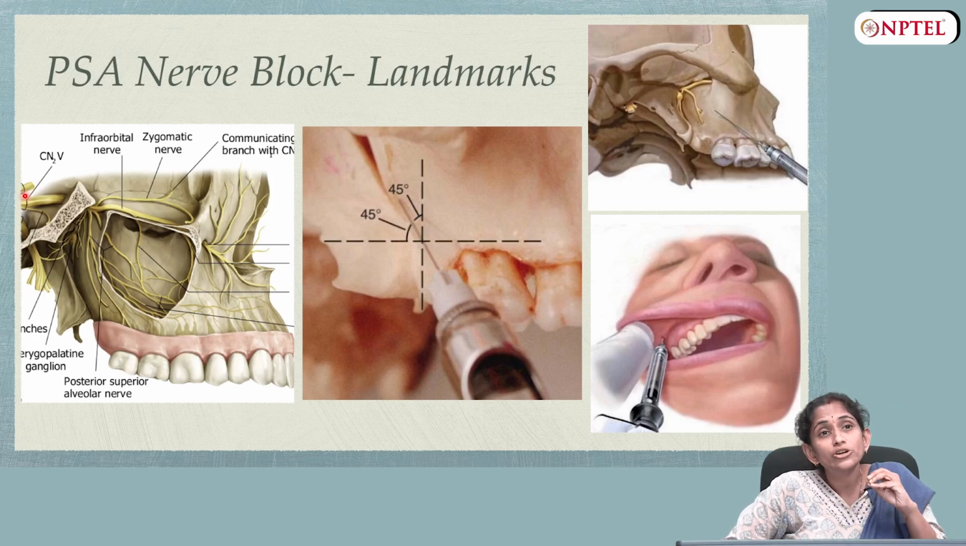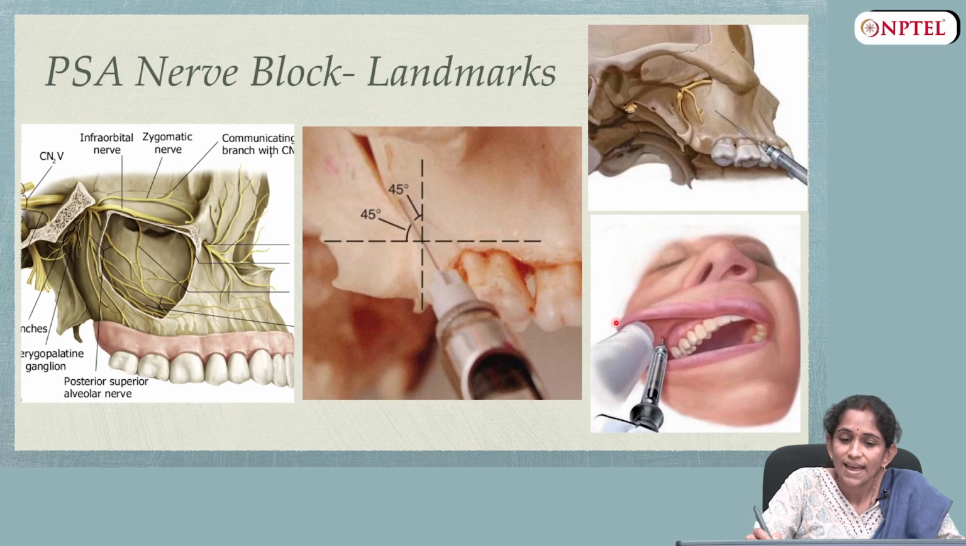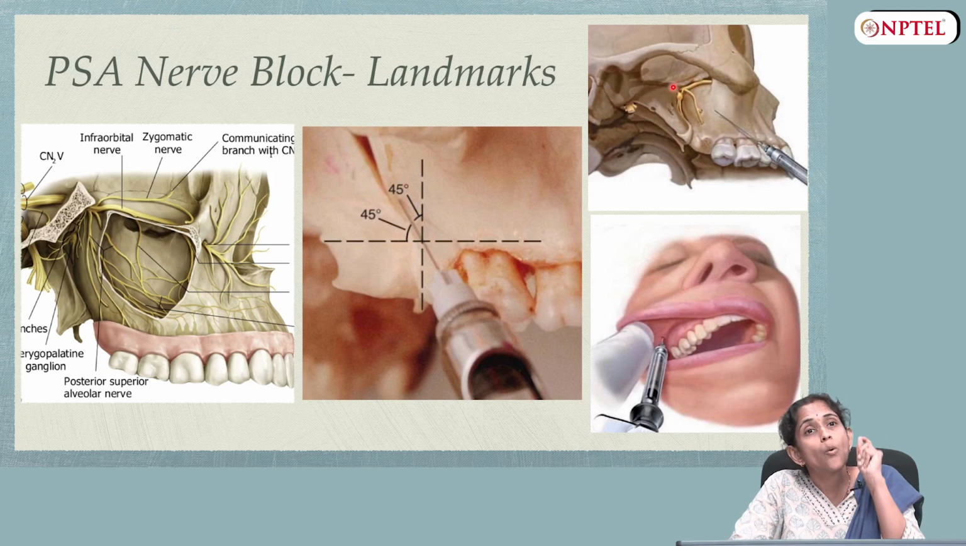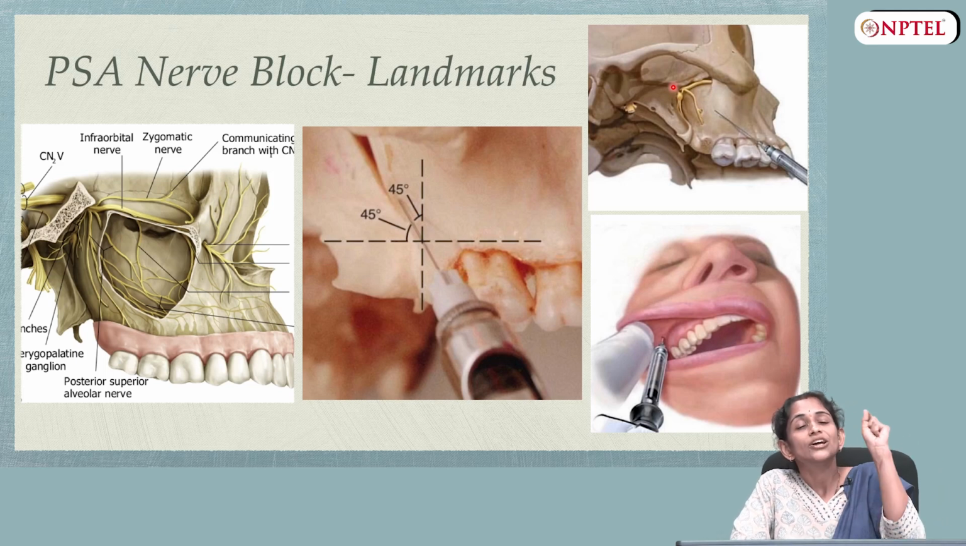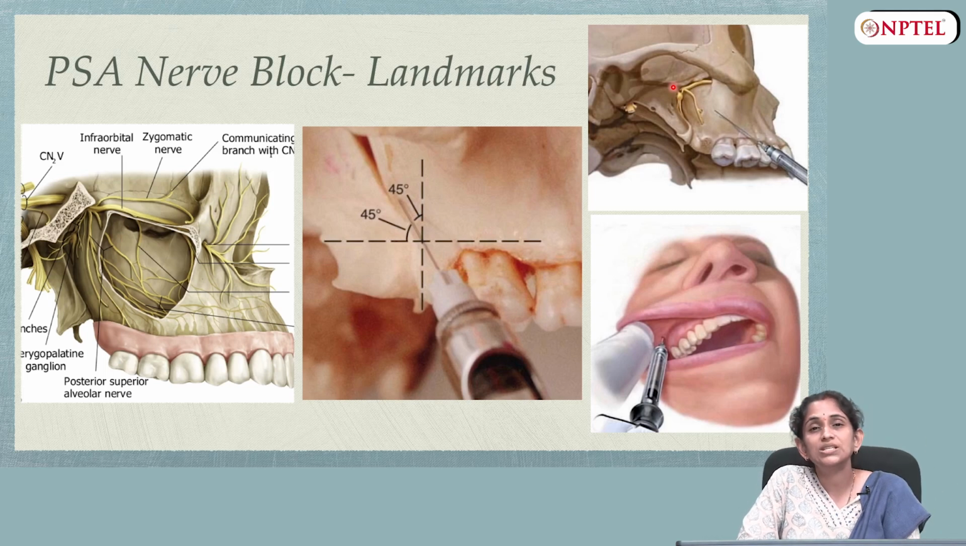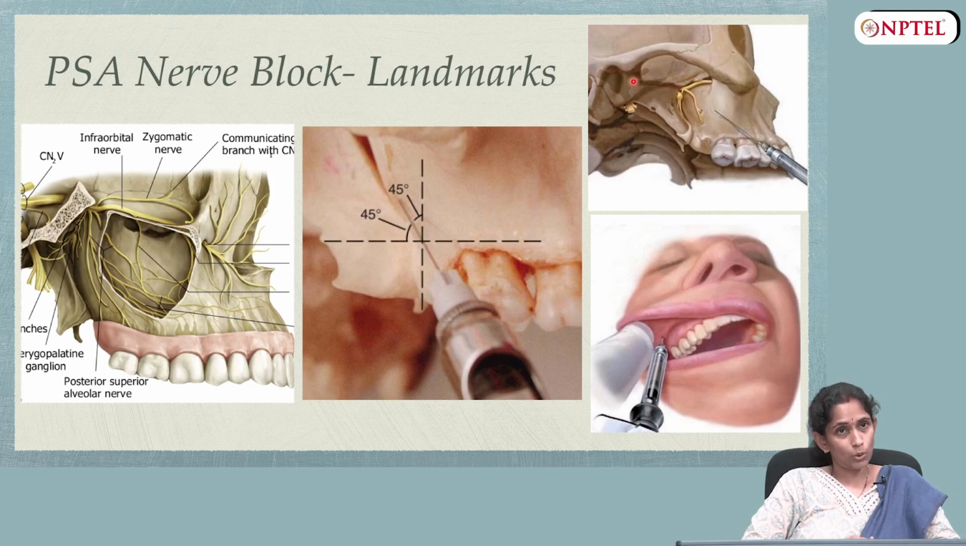Now, how much will you deposit? For all large nerves, we deposit around 1.2 cc of local anesthetic in the given area. That is, at this point, as you can see, we deposit 1.2 cc. Don't inject rapidly because some patients could be allergic to the local anesthetic agent. So that is why we do a slow injection, injecting at the rate of 1.2 cc over a minute's time, and that is how we deposit the local anesthetic.